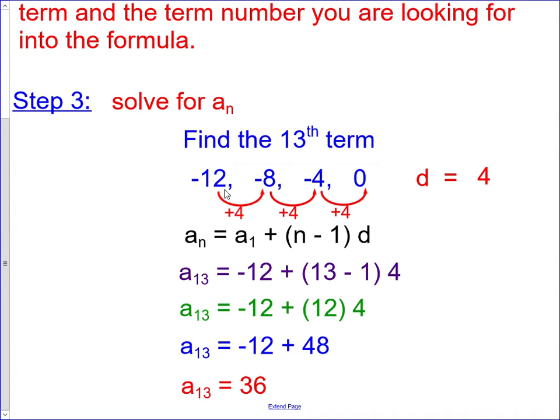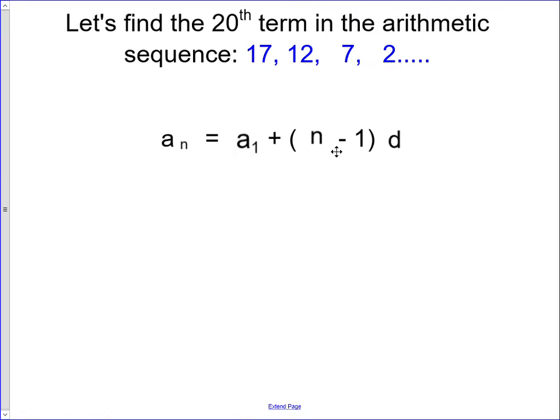Now, we could start at negative 12 and add 4, add 4, add 4, 13 times, and we could end up with 36. But using the formula is a better way, especially if you're looking for a term that's much higher than the 13th term. Let's take a look at one more example before we go on.